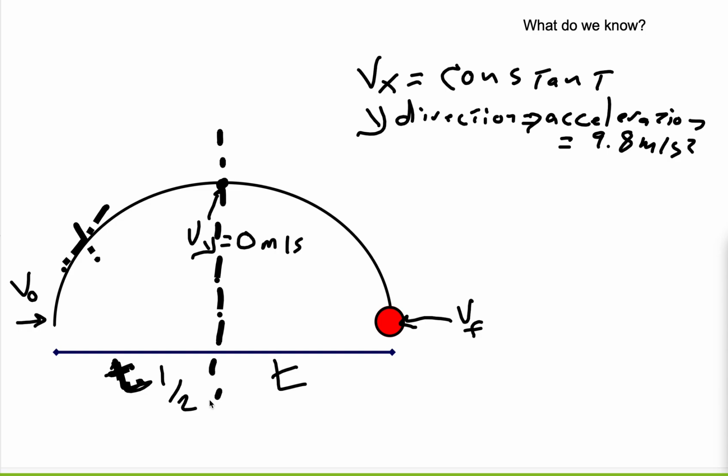So if I were to break this into half and pretend that it's a cliff problem, when I'm solving for stuff in the y direction, I'm always going to use half of the time that it's actually in the air. But when I solve in the x direction, I'm going to have to use the whole time, not just the half of the time. And so we can see how that's going to play out. Let's do a problem together.